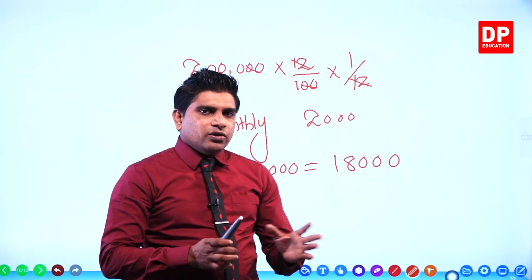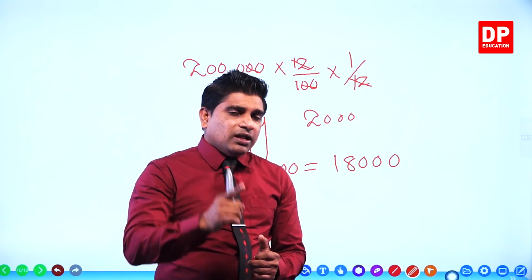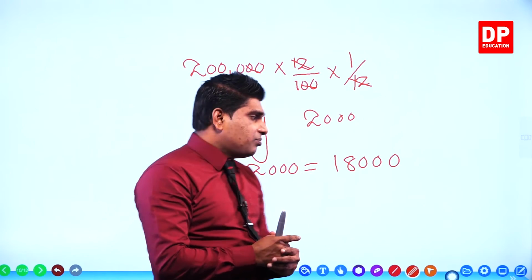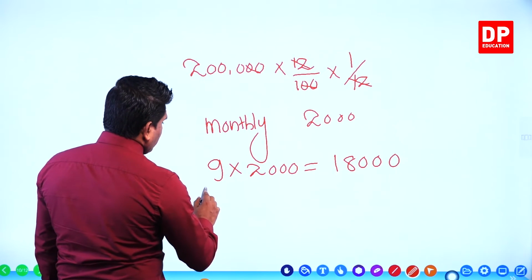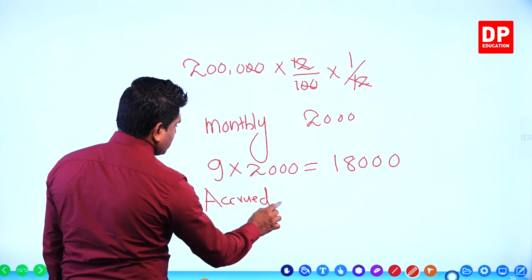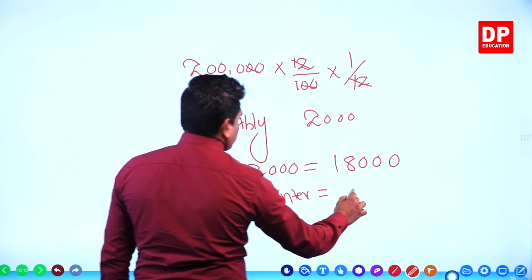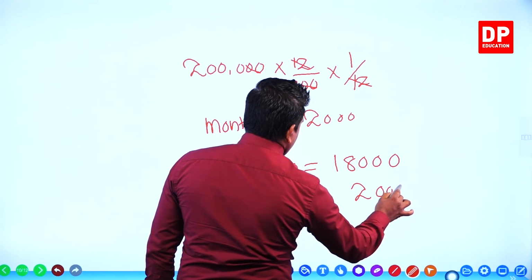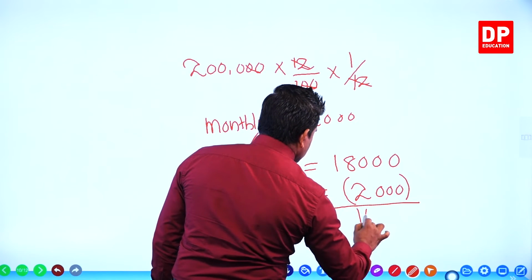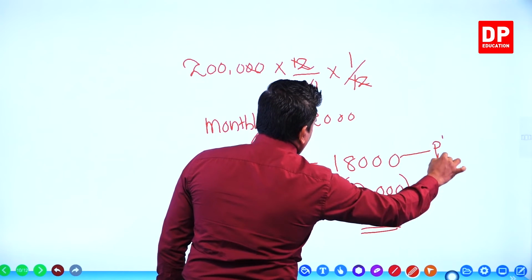April, May, June, July, August, September, like that. All the months' interest already received. Only 1 month still not received. It is the month of December. Then accrued interest, how much? Accrued interest, month of December 2,000, right? Then actually how much have you received now? 16,000 you received. This goes to the profit and loss.